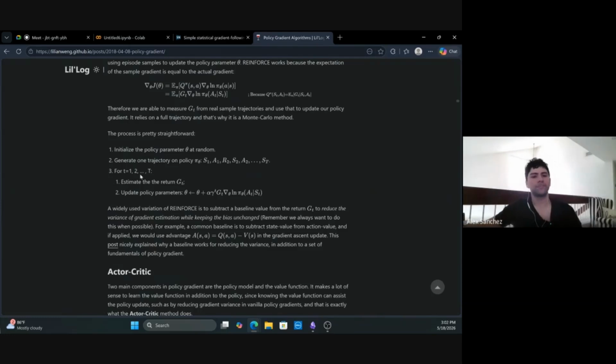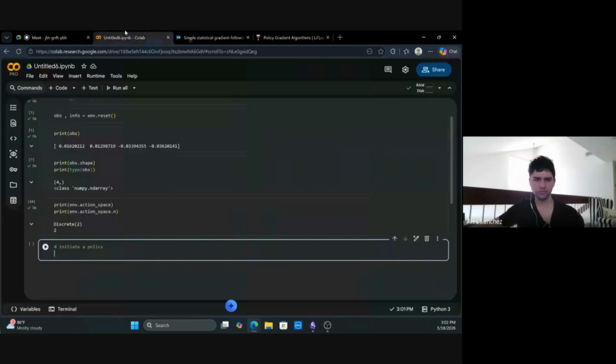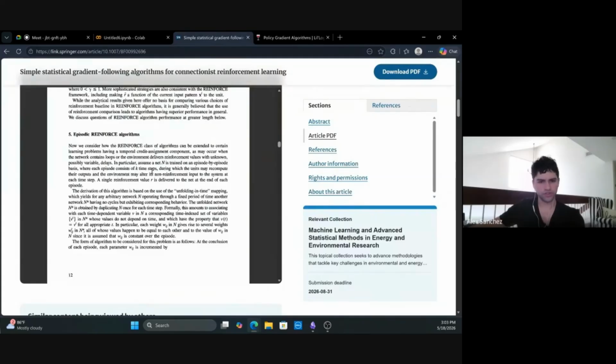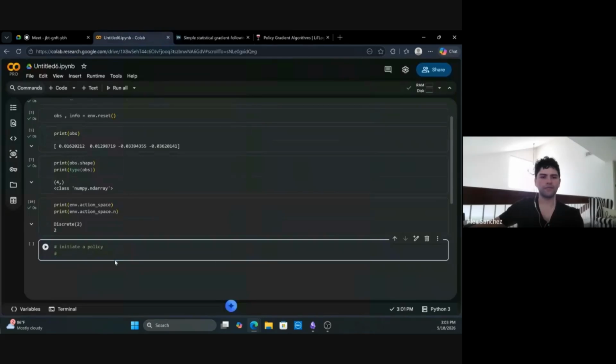How do we train it now? It says here, generate one trajectory on policy. Then for times 1 to T, we estimate a return, and then we update the policy parameters. I'll talk about what a return is. In essence, if you remember what this told us, assume a net is trained on an episode-by-episode basis, where each episode is some number of steps. What we want is to loop through n episodes, let's say.